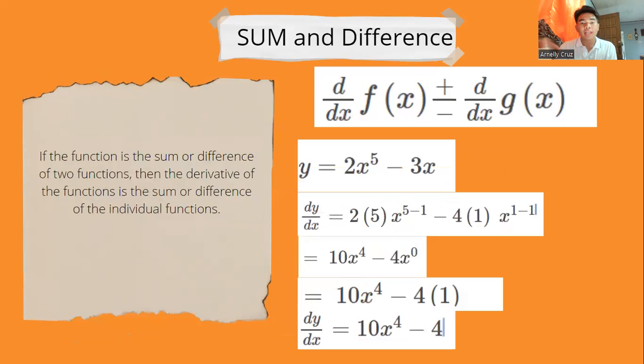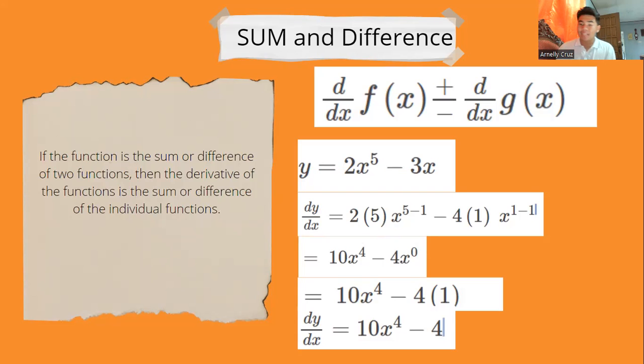Then, our next rule is sum and difference rule. Ano nga ba yung sum and difference rule? Sum and difference rule: if the function is the sum or difference of two functions, then the derivative of the function is the sum or difference of the individual functions. So we have our formula. Yung ating formula po dito ay d over dx, f of x plus or minus g of x, equals d over dx f of x plus or minus d over dx g of x. So ayan po yung ating formula sa ating sum and difference rule.